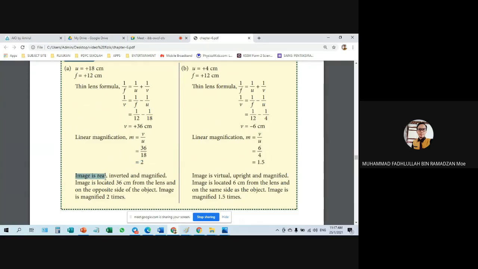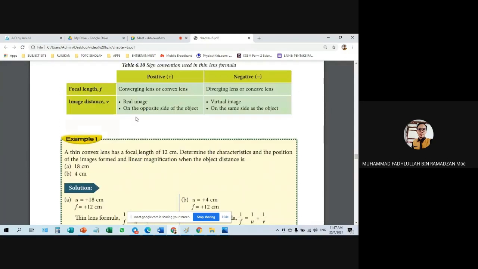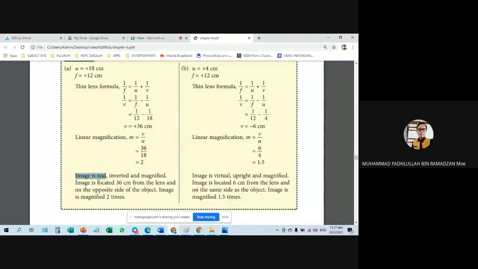The image is real, inverted and magnified. Kenapa? Sebab ni tadilah dia dah tahu real image. Okay, ni kalau you nak lukis pun boleh jugalah, nak tahu sama ada dia inverted ataupun tak. Okay. And opposite side of the object. So image magnified is 2 times. Sebab kita dah buktikan dekat sini. Okay.